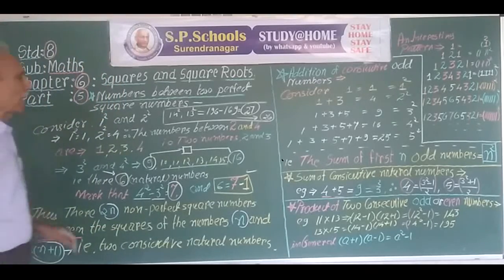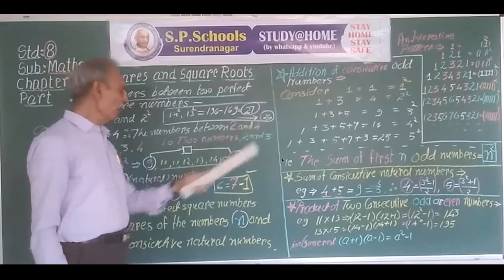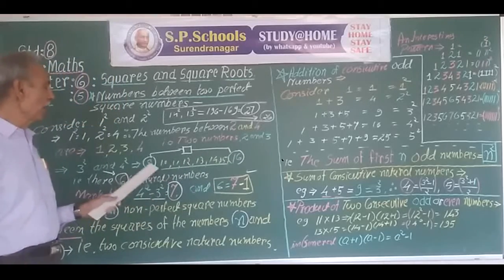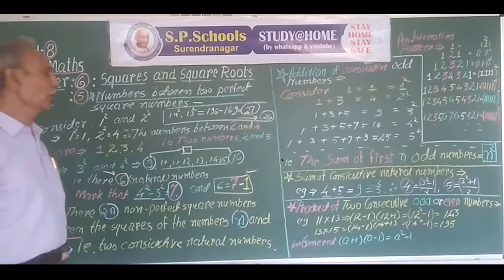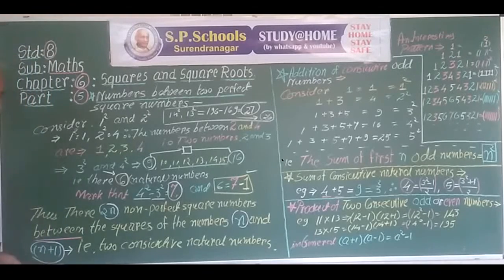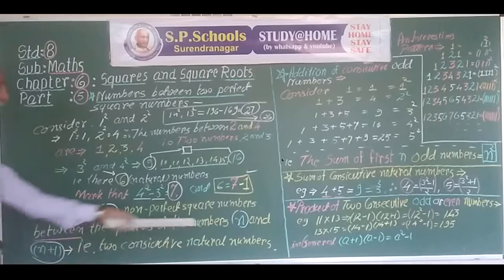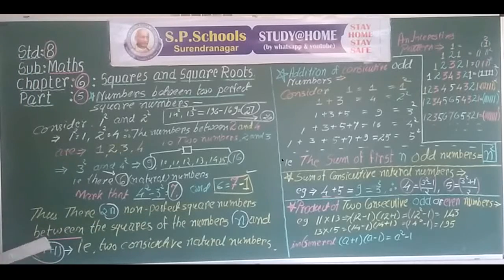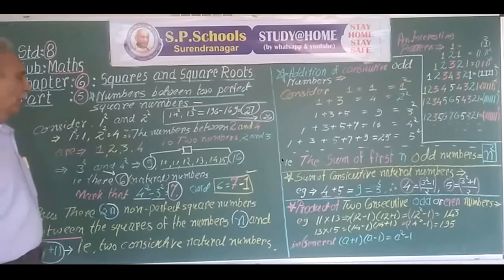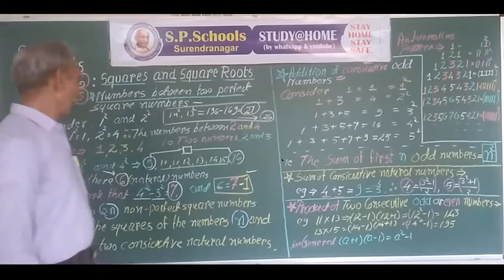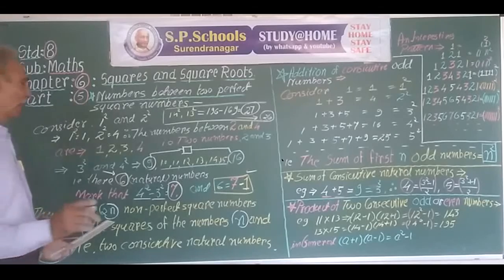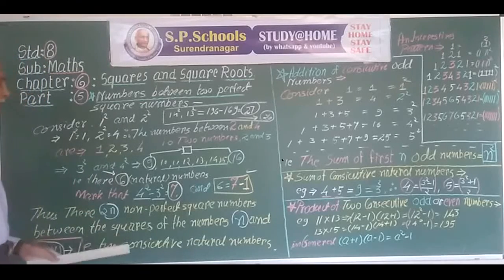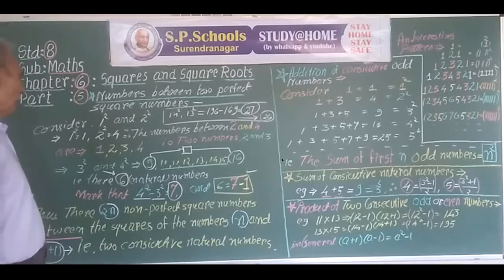Thus, we can find out how many non-perfect square numbers are there between two square numbers of consecutive numbers. n and n plus 1 are two consecutive numbers, and there will be 2n, double the natural number.